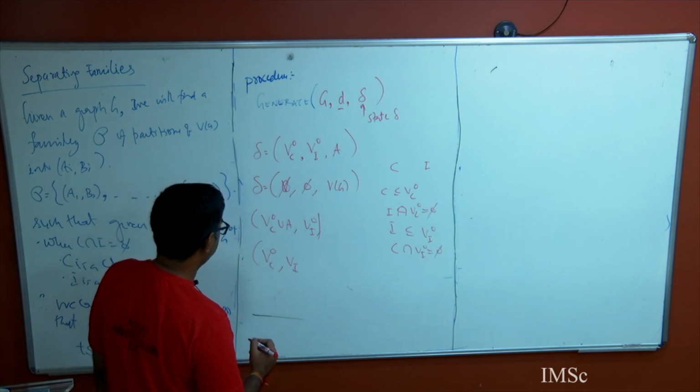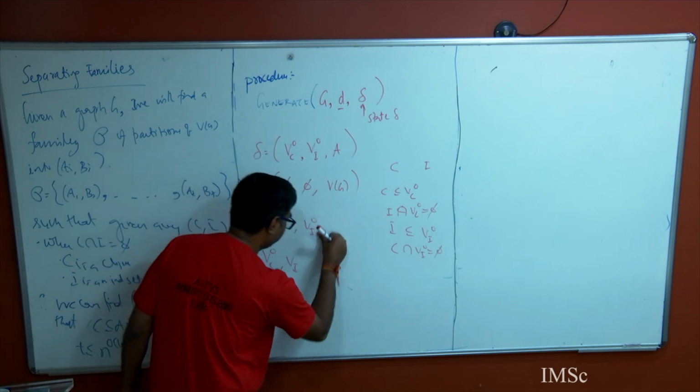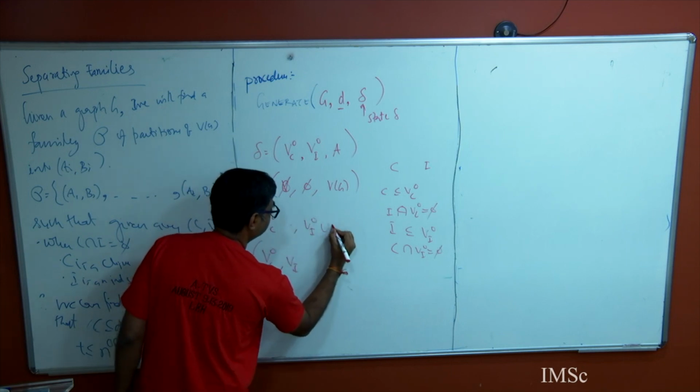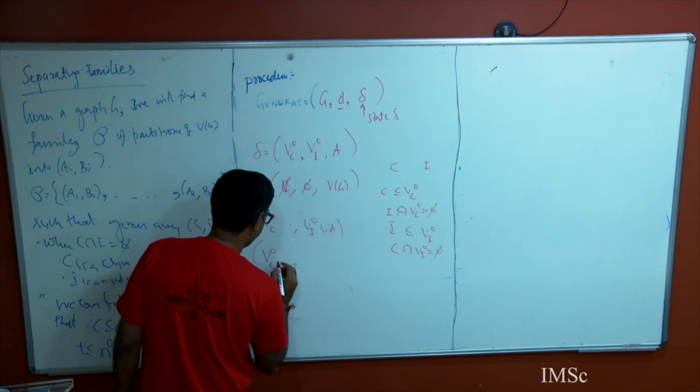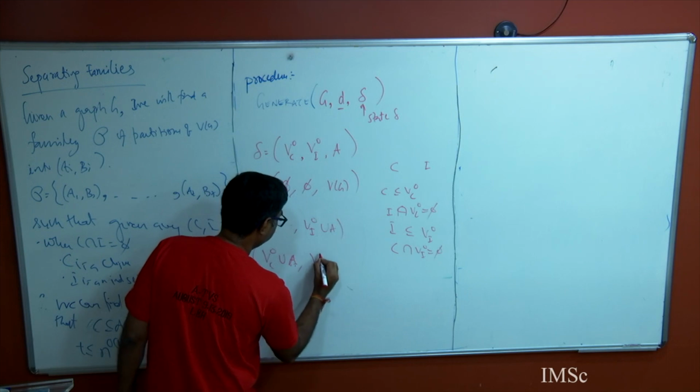First one, do you want to put A on the independent set side? Okay, that was my mistake. Sorry, it should be this, right? And here, union A, VI0.